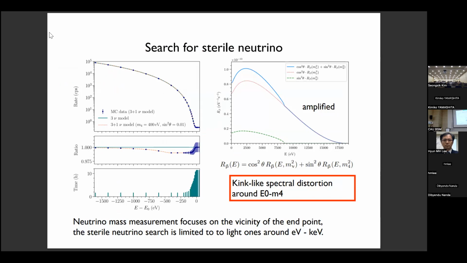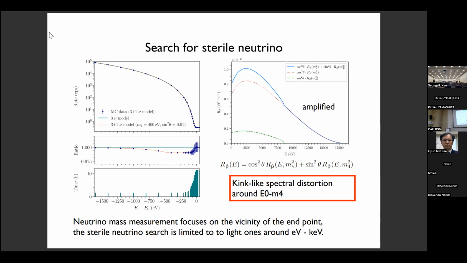The sterile neutrino can also be searched for in the beta decay of tritium. For example, this is not the cosmic sterile neutrino, just a sterile neutrino, because the tritium nucleus can also decay and produce a sterile neutrino, in addition to the active neutrinos. In that case, it's different, because this red line is just the standard spectrum without mixing to the sterile neutrino.